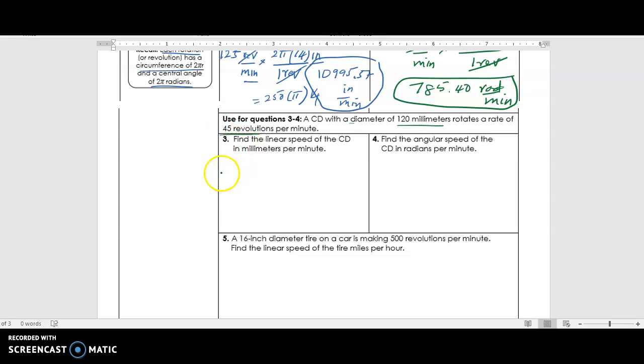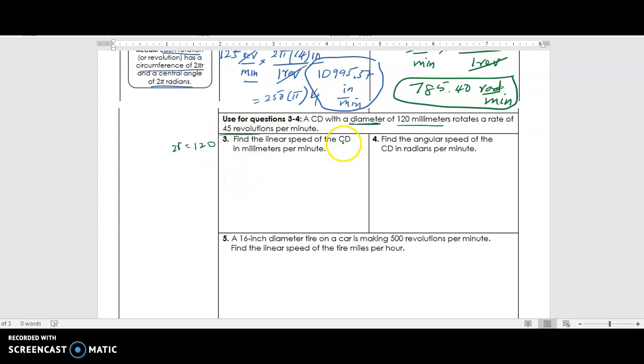So first of all, now he has given the diameter. See, that's what I was talking about in the previous video. So he has given the diameter, that means twice of r is already 120. Okay, so keep that in mind as we see this. So we are starting with 120 millimeters and 45 revolutions per minute.